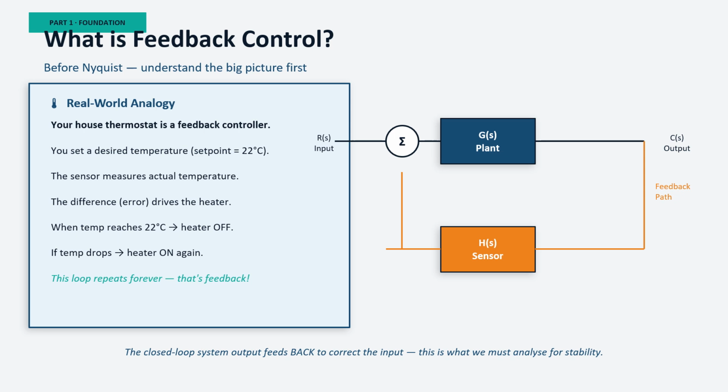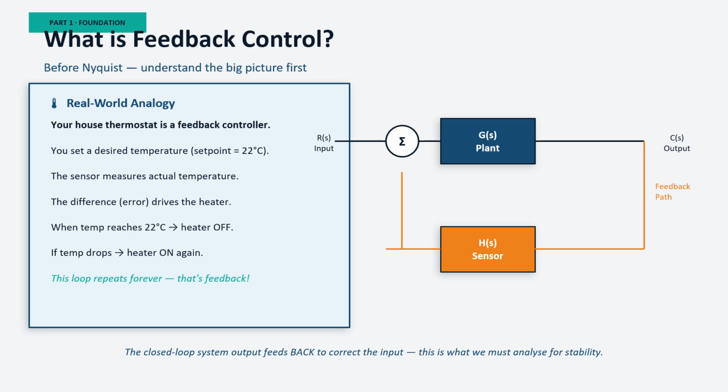First, we must understand feedback control. A simple real-world example is a thermostat. Imagine you set the temperature to 22 degrees. This is called the set point. A sensor measures the actual temperature. If the room is cold, then the heater turns on.